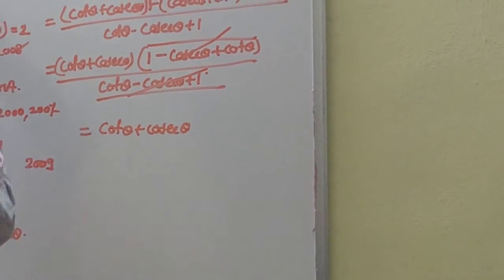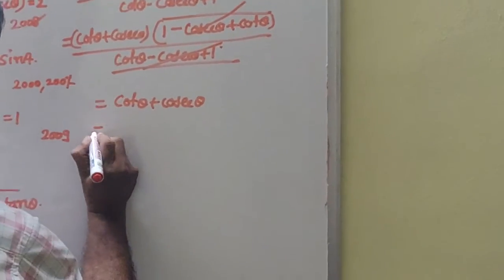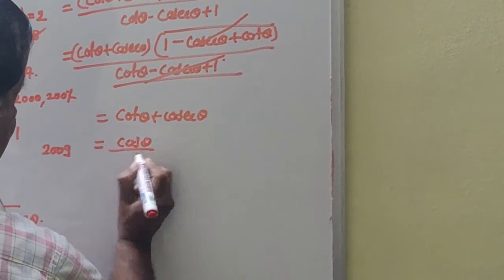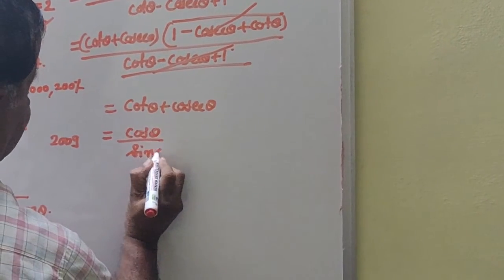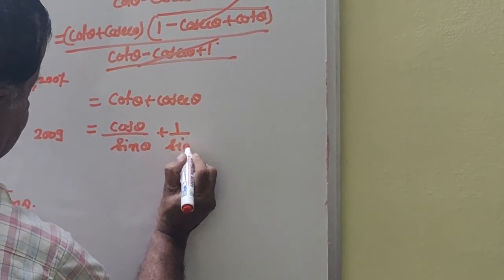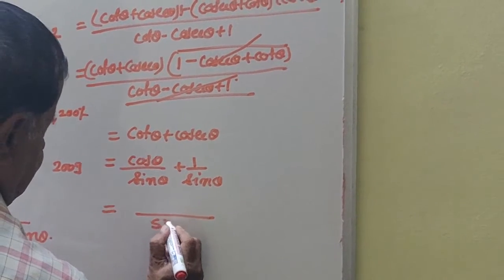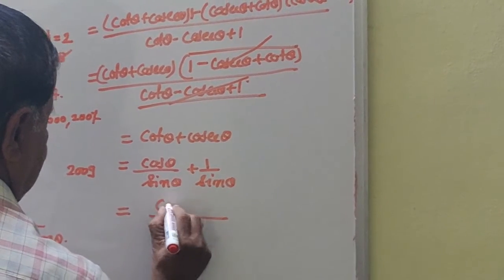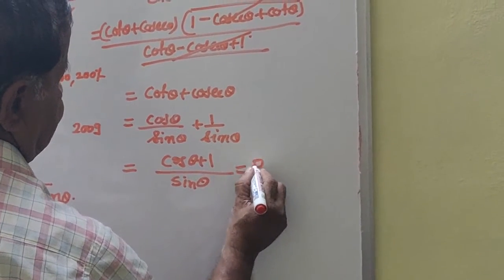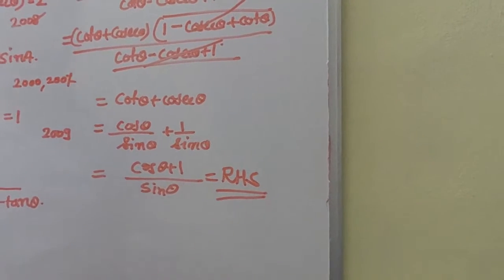Now here what is also required is 1 plus cos theta upon sin theta. Again I will change this into sin and cos form. I know cot theta is equal to cos theta upon sin theta, and cosec theta is written as 1 upon sin theta. The denominators are equal, so I can write down here sin theta, and my numerator will come to be cos theta plus 1, that is equal to the RHS, which is the required answer for the given problem.